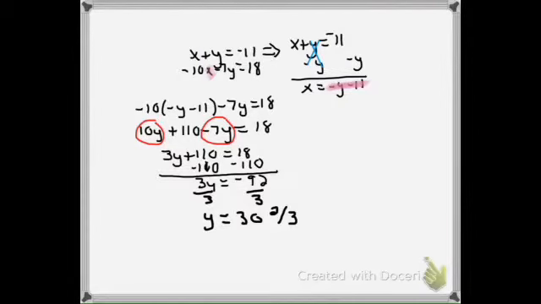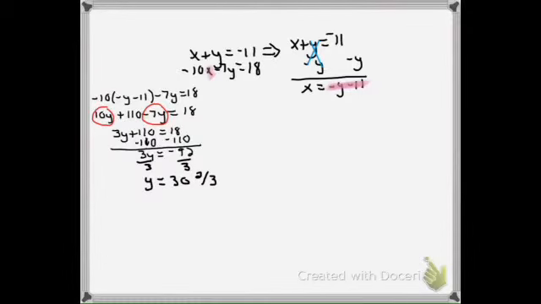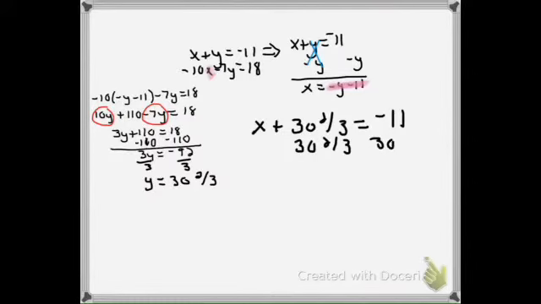So I'm going to shrink things again a little bit. And move that to the side. So now I'm going x plus 30 and 2/3 equals negative 11. And then to get the x by itself, I'm going to subtract 30 and 2/3 on both sides.